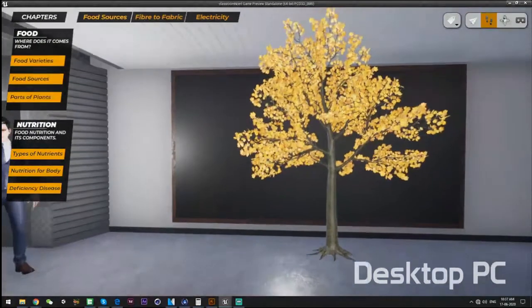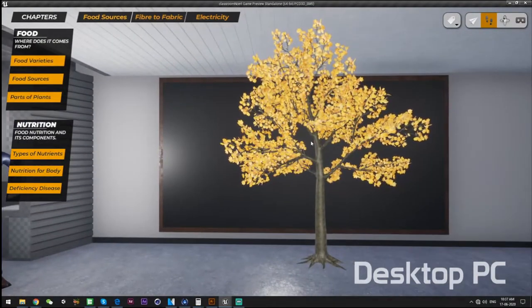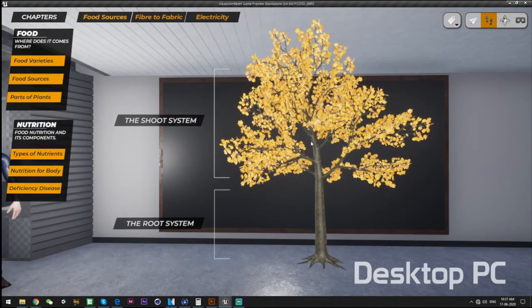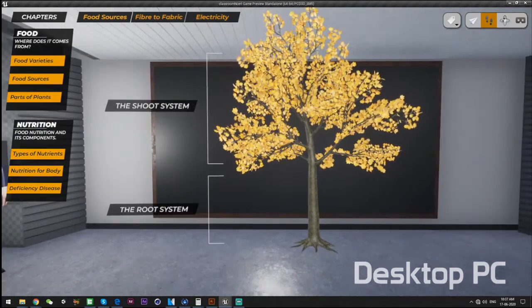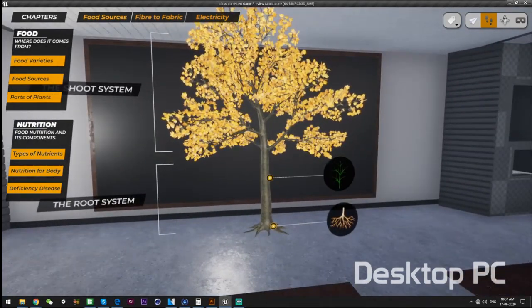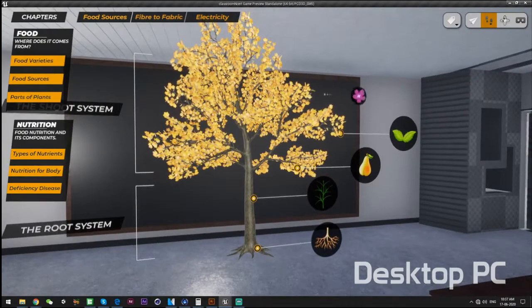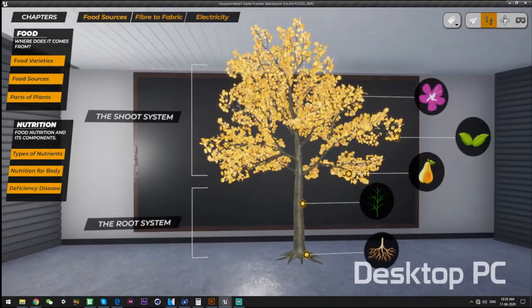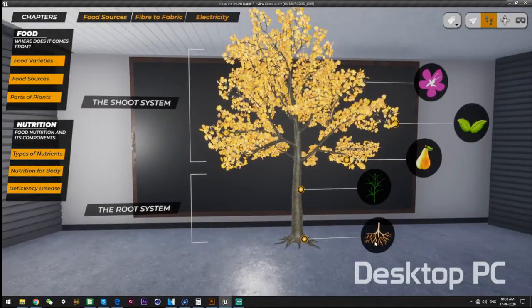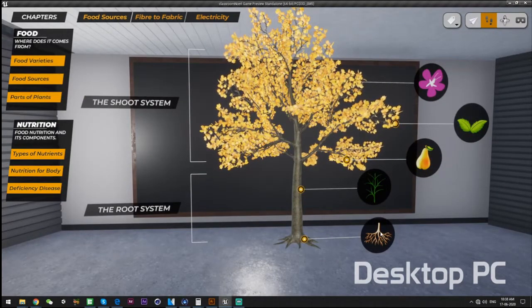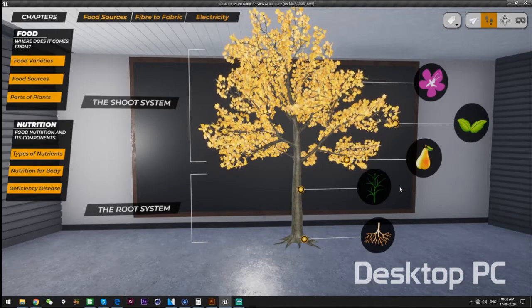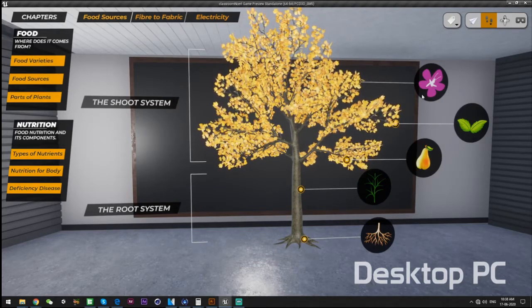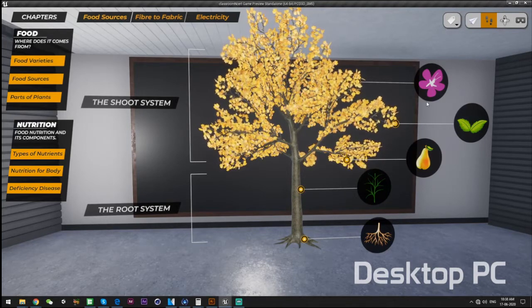A plant is classified into 2 main systems. The upper part of the plant is called the shoot system, and the bottom part is the root system. These 2 systems are made up of many different parts. The main parts are the roots, the stem, the fruit, the leaves, and the flower. Each part has a set of jobs to do to keep the plant healthy. The roots absorb water and minerals from the soil and anchor the plant in the ground. The stem supports the plant. The fruit protects the seeds. Leaves perform the photosynthesis process, and the flower helps in reproduction.